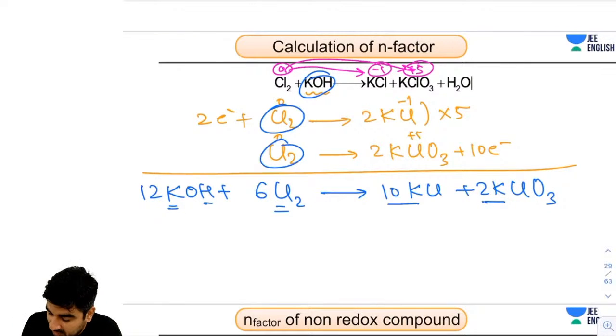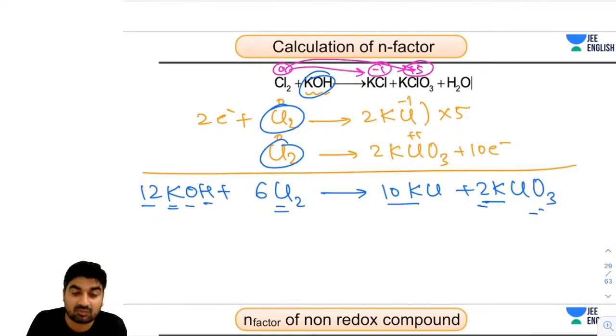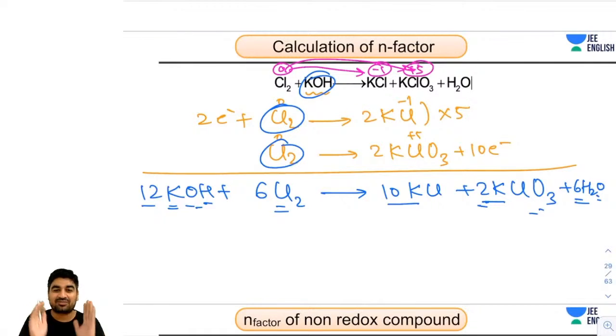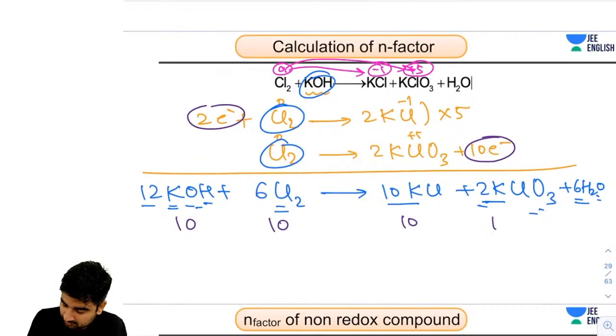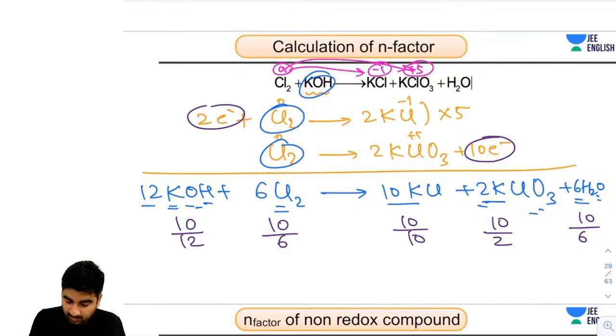So I have to see there are 6 oxygen and here we have 12 oxygen. So can I write 6H2O here? So now oxygen is balanced, 12 hydrogen. Hydrogen is also balanced. Now everything is balanced, guys. Right? And if this is balanced, so how many electrons are cancelled here? 10. So you will be getting 5 by 6.